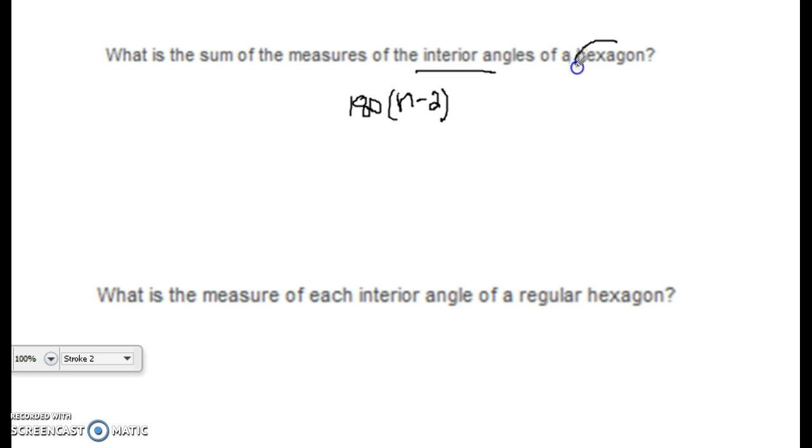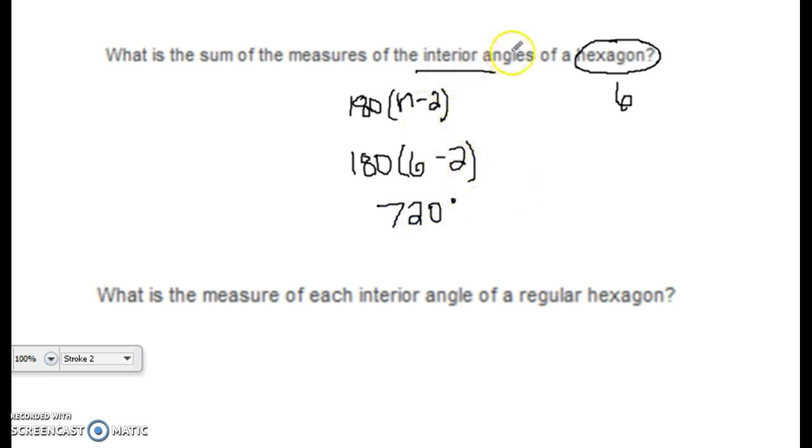Since it's a hexagon, we have to ask ourselves, how many sides does that have? A hexagon has 6 sides. So we take that number of sides, 6, subtract 2, and then multiply by 180. 6 minus 2 is 4. 4 times 180 is 720 degrees. So the sum of all the interior angles of a hexagon is 720 degrees.